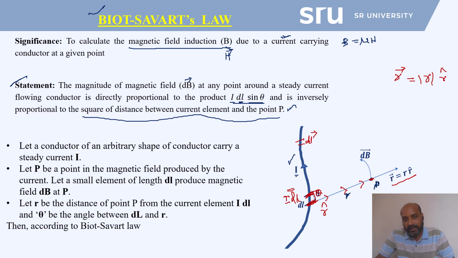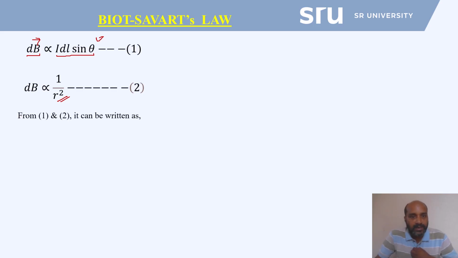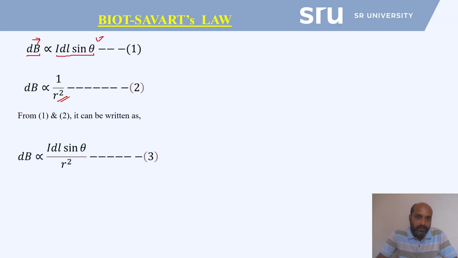So if these are the conditions, then Biot-Savart's law says that the magnetic field induction will be proportional to I dl sine theta, so in between the product is there, and is inversely proportional to the square of the distance. dB is proportional to 1 by r square. And if you consolidate both equations 1 and 2, then this dB will be equal to what? I dl sine theta by r square.